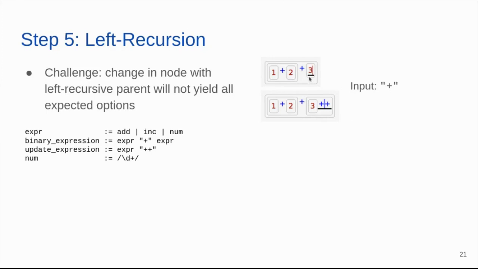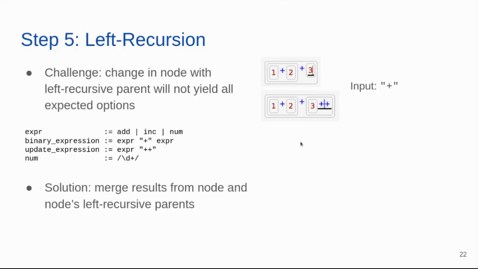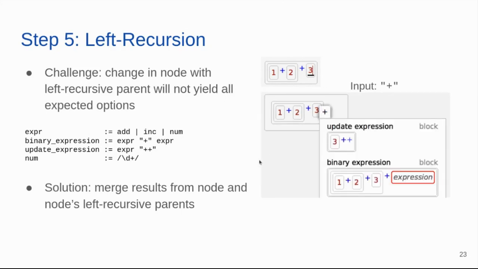But intuitively, as the user, you would likely realize that entering a plus in this sort of expression is very much unlikely to be your desire to increment that number here, because that wouldn't even work in most languages. So what we actually want to do is to consider both our results and those of all of our left recursive parents. So if we do that, what we get is two different options that could be completed here. For one, the update expression that we already got previously, but also this slightly larger expression here where we can continue typing our binary addition.